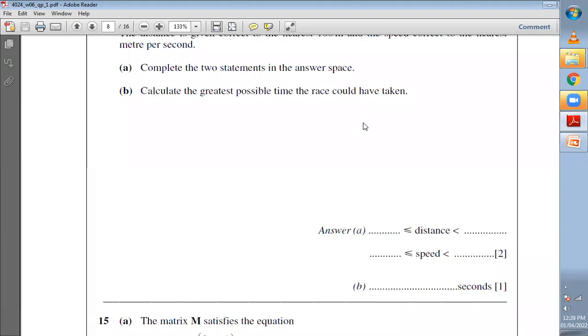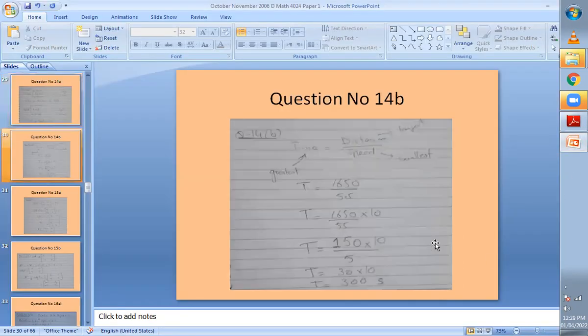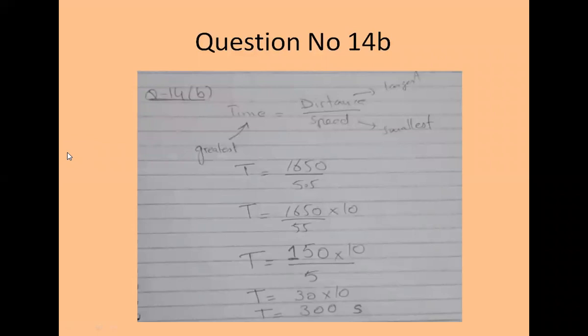Then the question is: calculate the greatest possible time the race could have taken. So the time is the question, and the question is to find the greatest time.